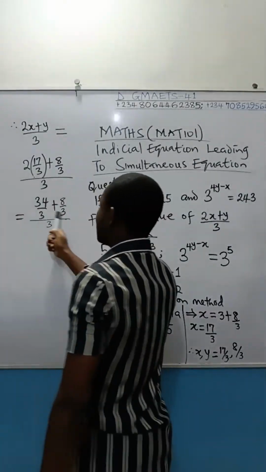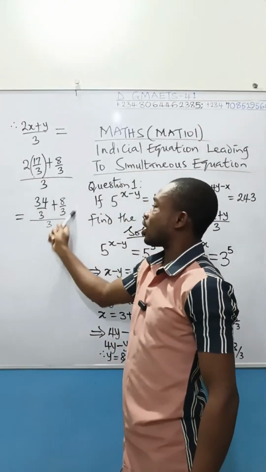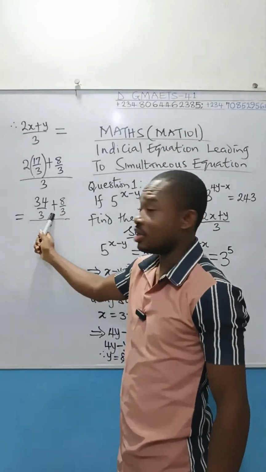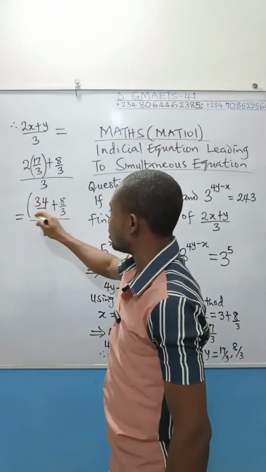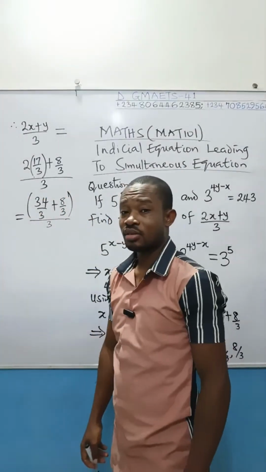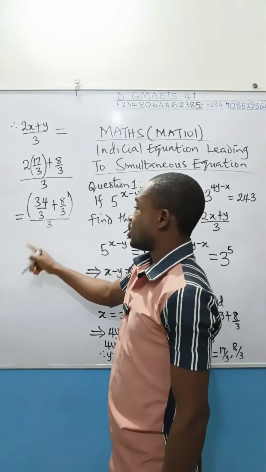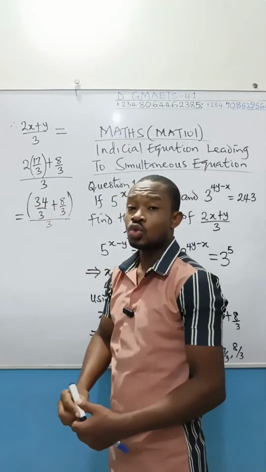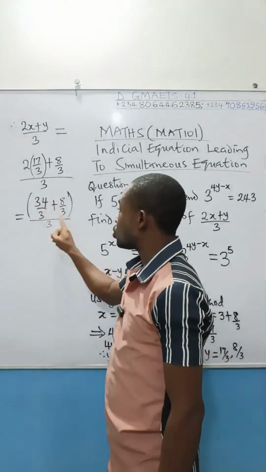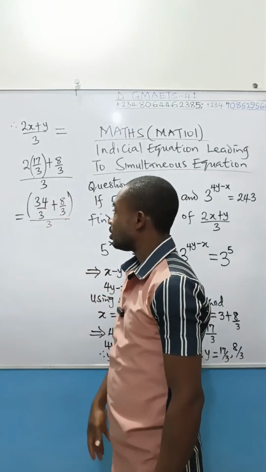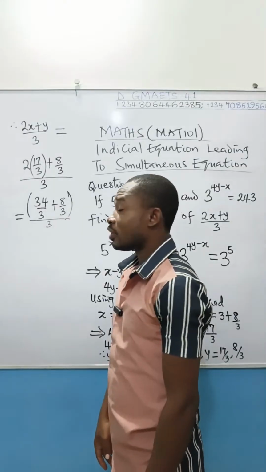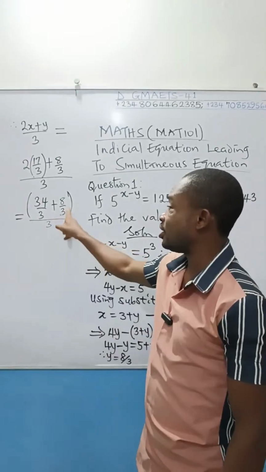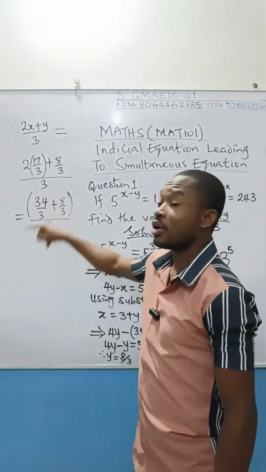Having said that, for this one, you know that you have to work out the LCM. You work out this LCM, you get 3 as the LCM in the numerator part, because all these things form the numerator. LCM here is 3. If you work it out, you're going to get 34 plus 8, which will give you 42. 42 over 3 will now be the term that you're going to get in the numerator.